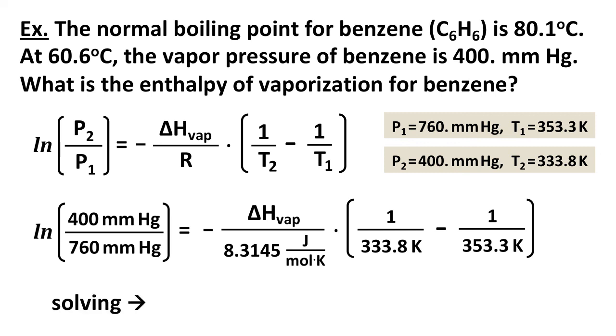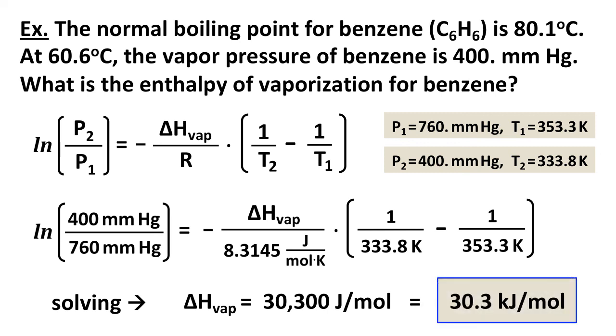And if we solve, we get delta H of vaporization is 30,300 joules per mole, rounded off to 3 sig figs. And this is a big enough number, and that's typically the case for delta H of vaporization, that by convention, we probably make it into kilojoules per mole or 30.3 kilojoules per mole.